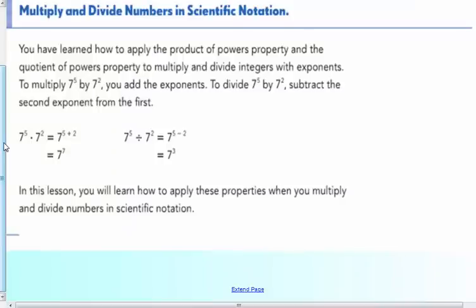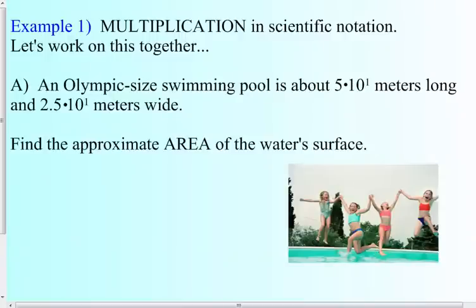So you're going to use these properties when you're multiplying and dividing numbers in scientific notation. The product of powers property and the quotient of powers property. So example 1, multiplication in scientific notation. Let's work on this one together.